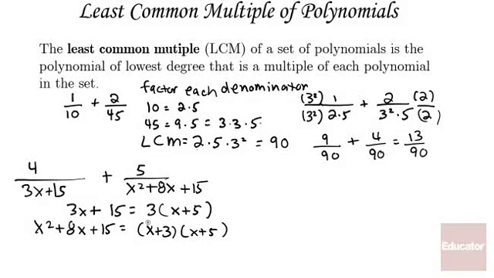Let's see if this checks out. X squared, outer terms, 5x, plus inner terms, 3x. That gives me 8x. That checks out. Last terms, 3 times 5 is 15.